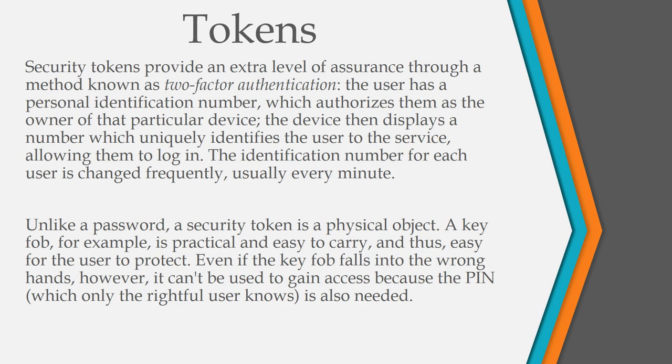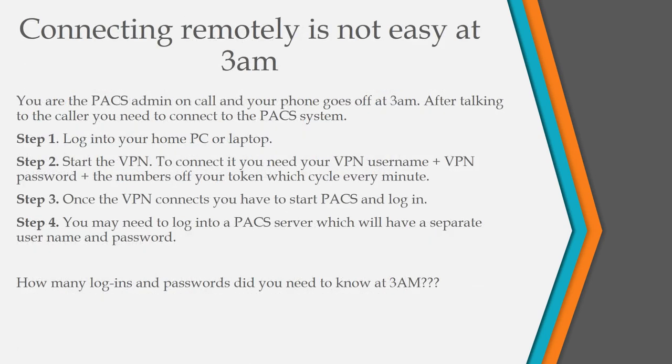Unlike a password, a security token is a physical object. A key fob, for example, is practical and easy to carry and thus easy for the user to protect, even if the key fob falls into the wrong hands. However, it can't be used to gain access because the PIN, which only the rightful user has, is what's needed. Again, it's what I have and what I know. That's why it's two-factor authentication.